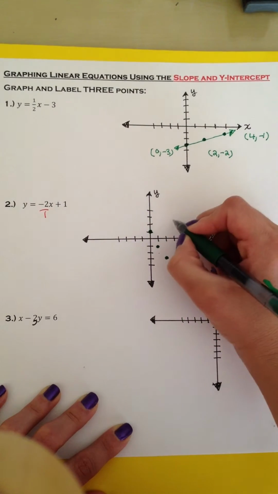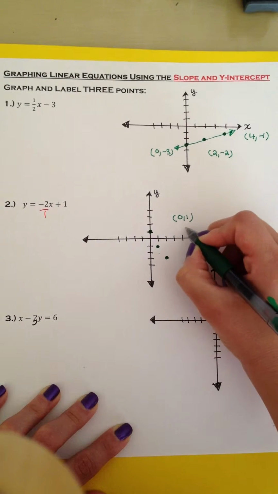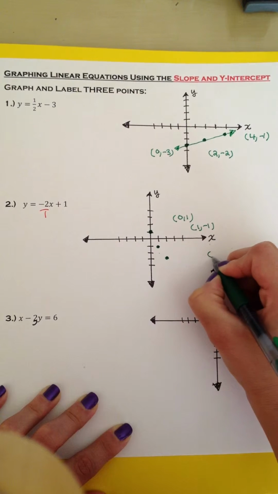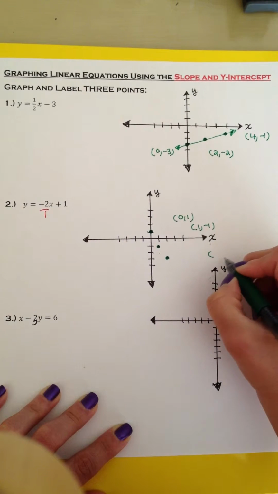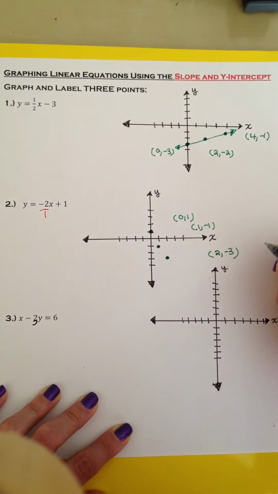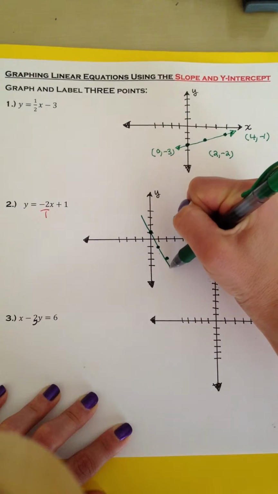Let's label our points. We have 0, 1. Then we have 1, -1. And our last point right there is going to be 2, -3. And of course, we connect our points again and we have our graph.